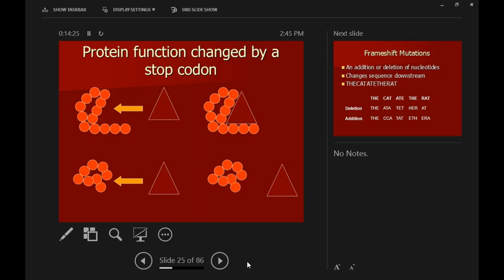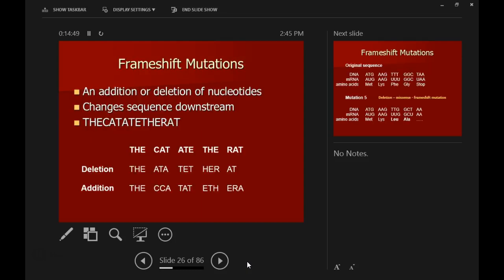Okay. Now, we're going to move away from base substitution and start talking about what happens when we have additions and deletions. What happens when we add bases and when we take them away? And one of the interesting things that will happen is what we call a frame shift mutation. Let's talk a little bit about a frame shift mutation. All frame shifts are an addition or deletion of base pairs.